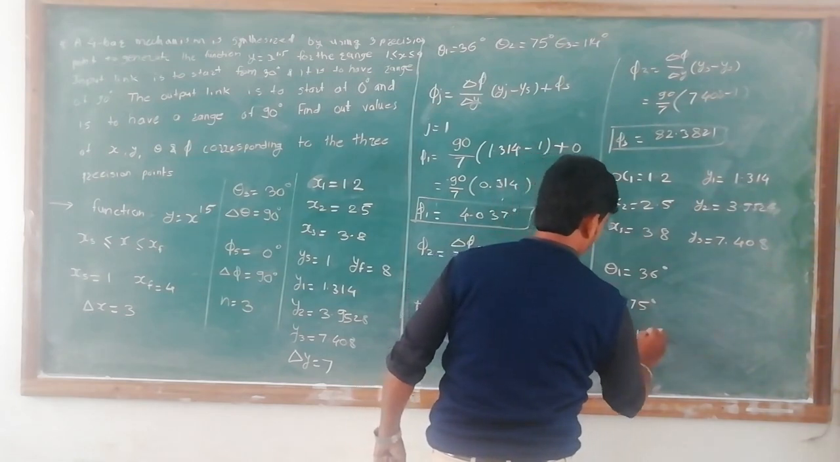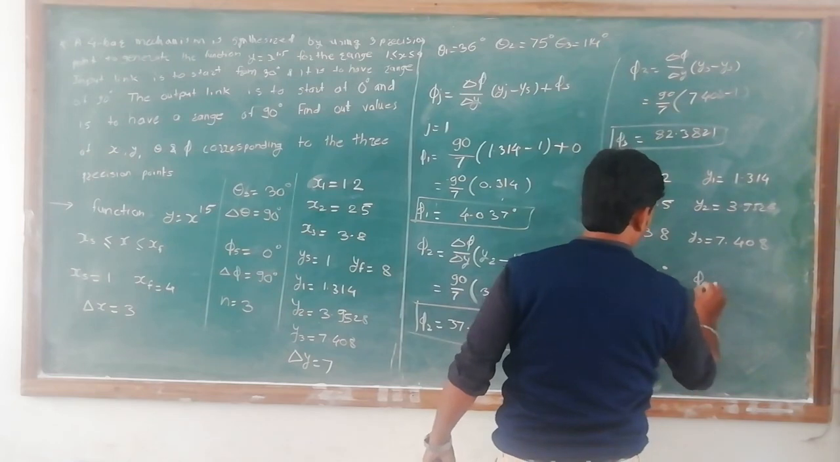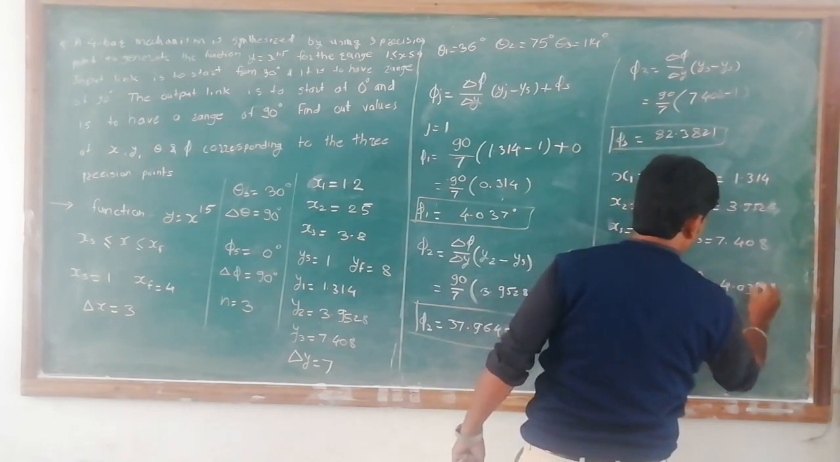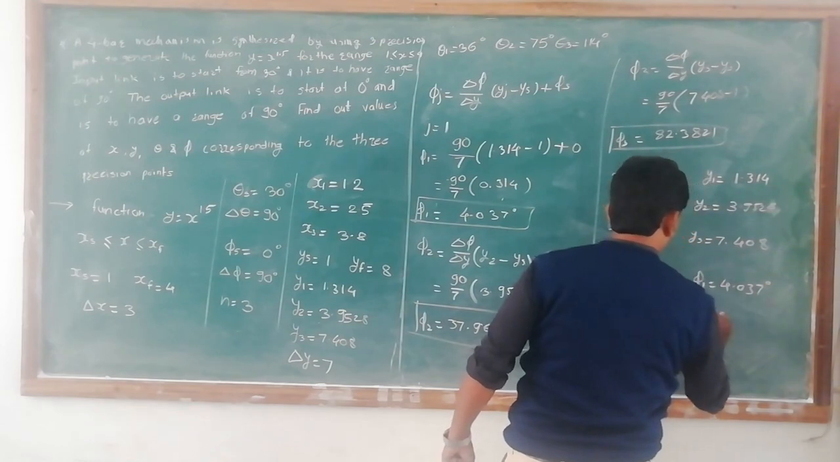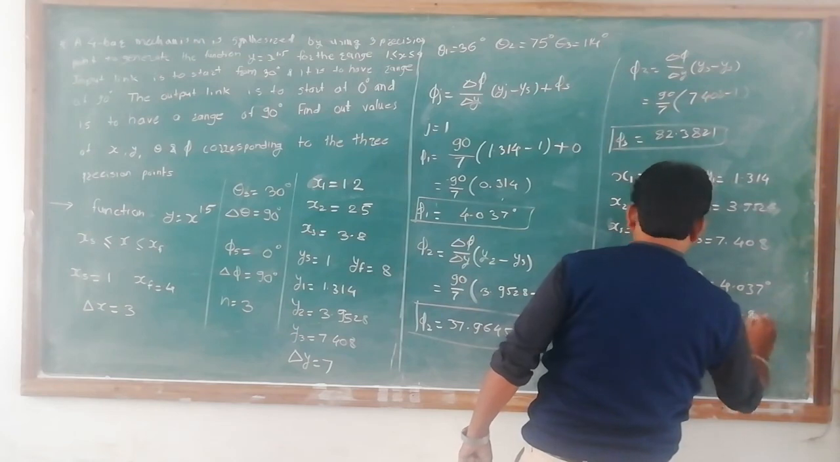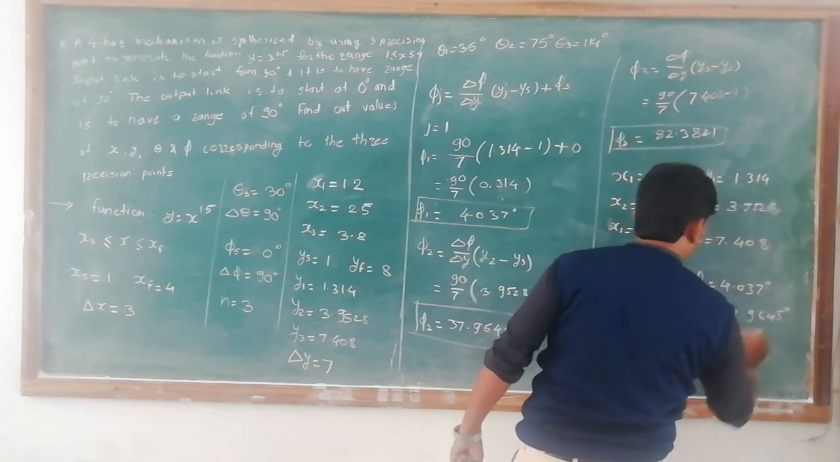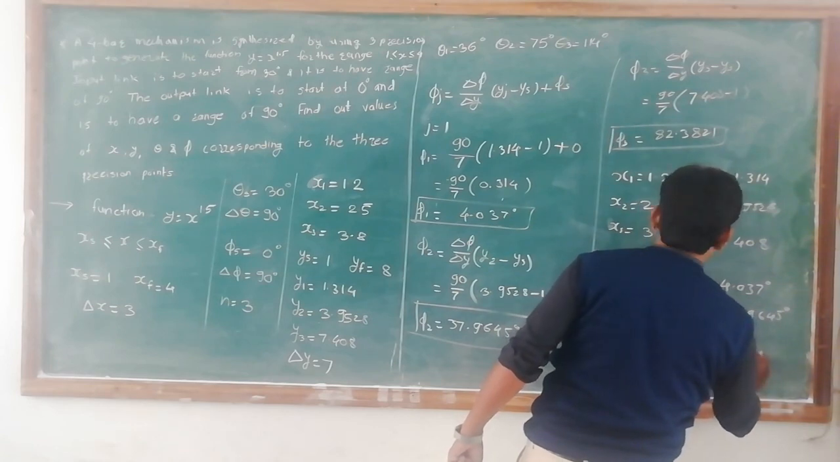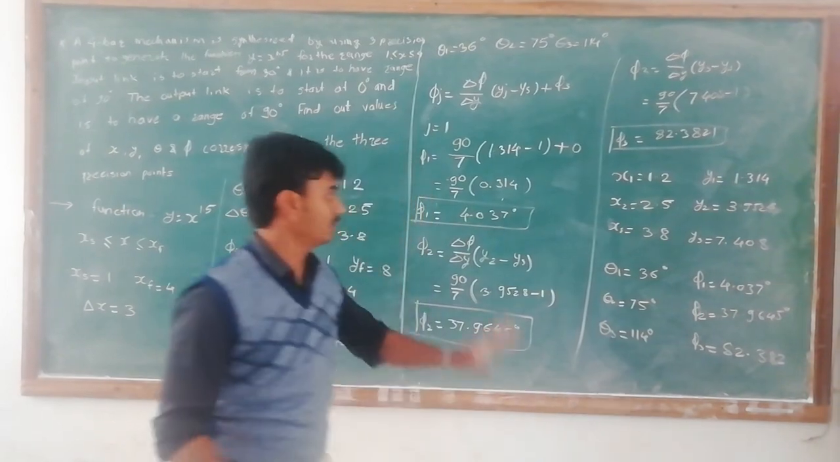Similarly, theta 1 is equal to 36 degrees, theta 2 is equal to 75 degrees and theta 3 is equal to 114 degrees. Phi 1 is equal to 4.037 degrees, phi 2 is equal to 37.9645 degrees and phi 3 is equal to 82.382 degrees. So these are the values.